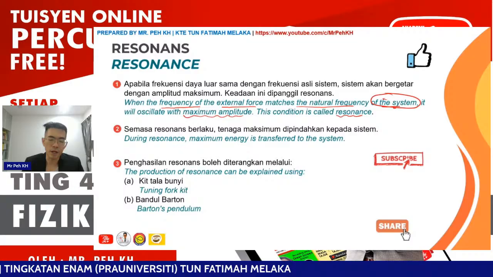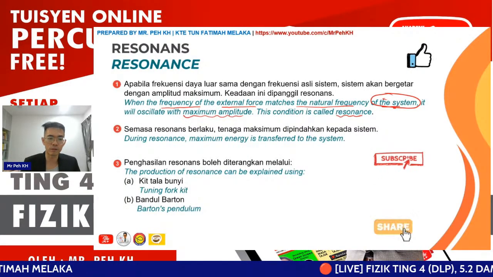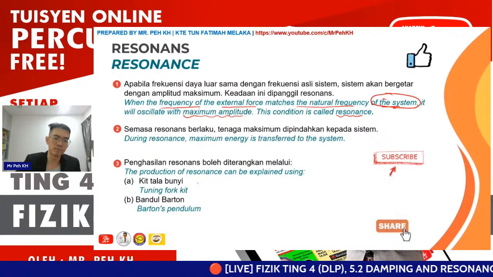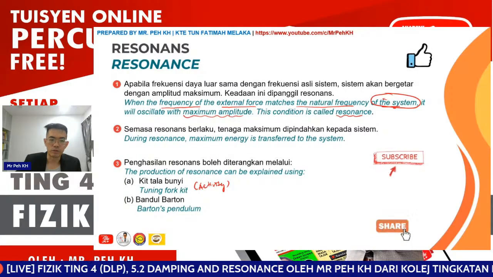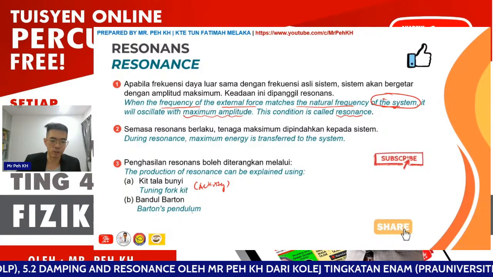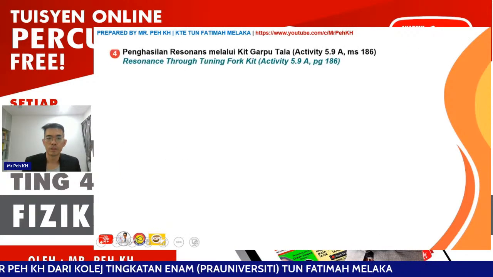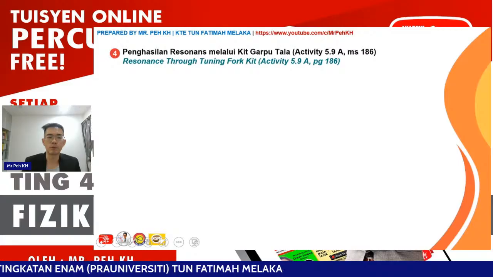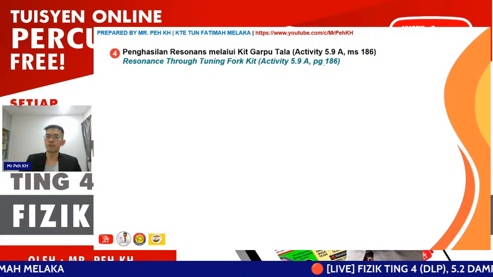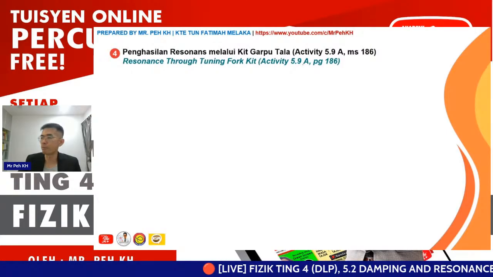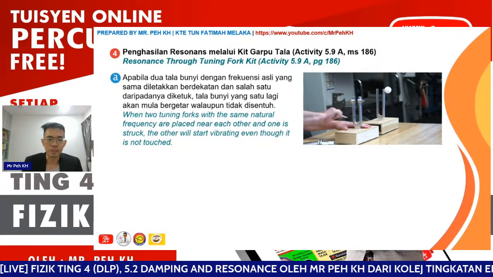Okay, so here we are going to discuss the production of resonance by using tuning fork kits. This is the activity in your textbook. You can refer to your textbook, and then the Barton's pendulum also. You may see the detailed procedure in your textbook. For resonance produced through tuning fork kits, you may refer to page 186, activity 5.9a for the procedure. Okay, so you can see in the figure.